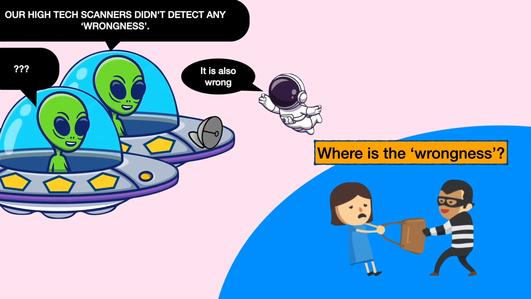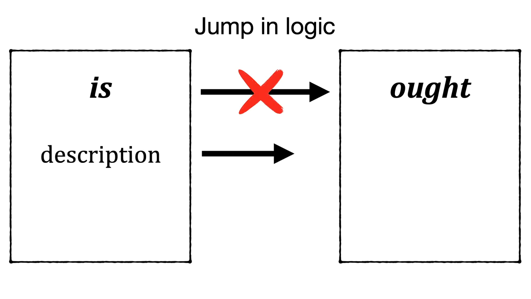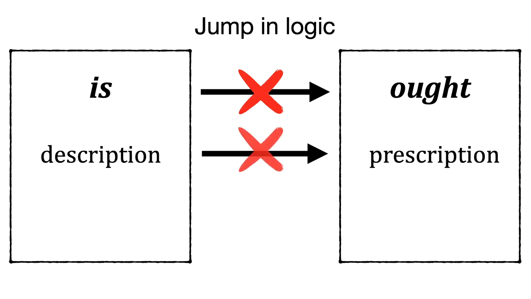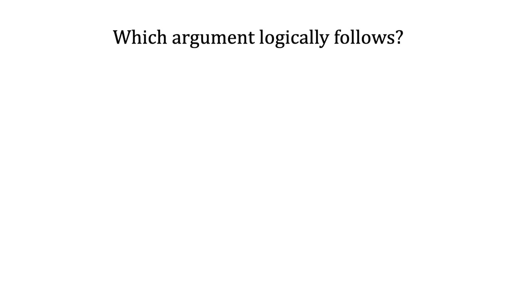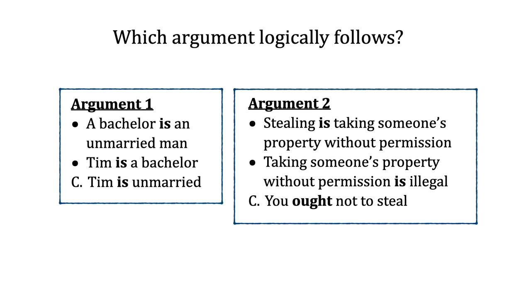This is Hume's point. There is a jump in logic to move from statements of pure fact to statements of value. Consider these two examples. Can you see how only one of these logically follows? Notice in argument one, all the statements are descriptions. They are factual claims about the world. The first two, the premises of the argument, logically lead to the third, the conclusion.